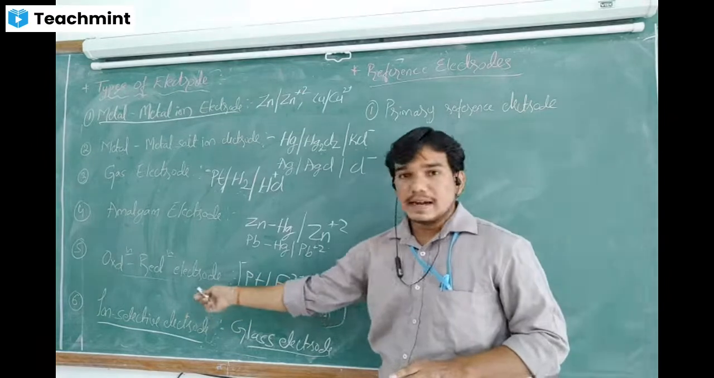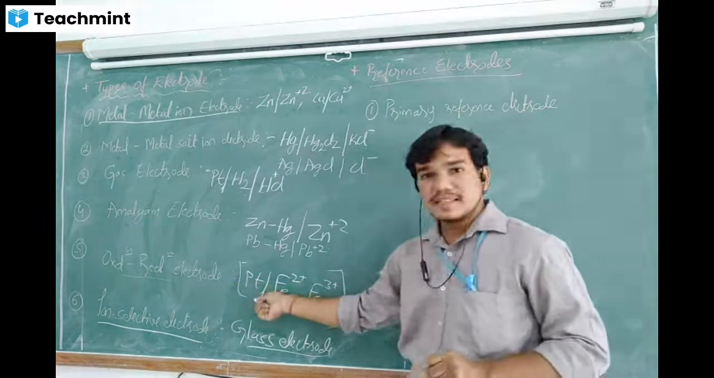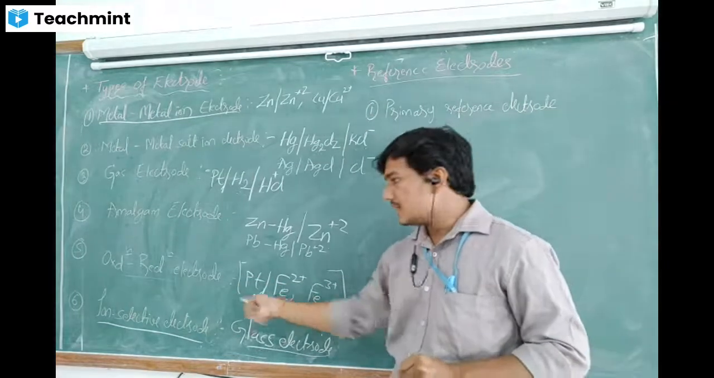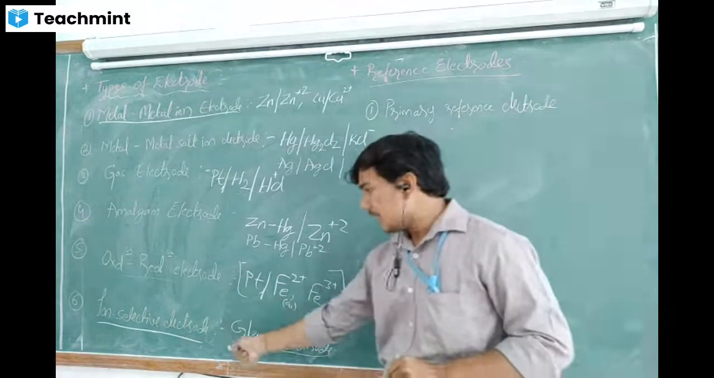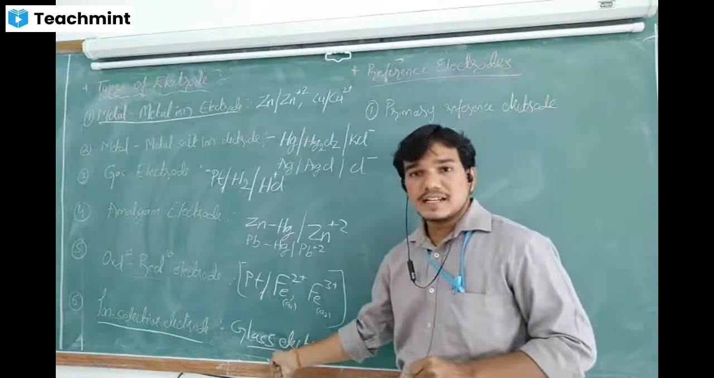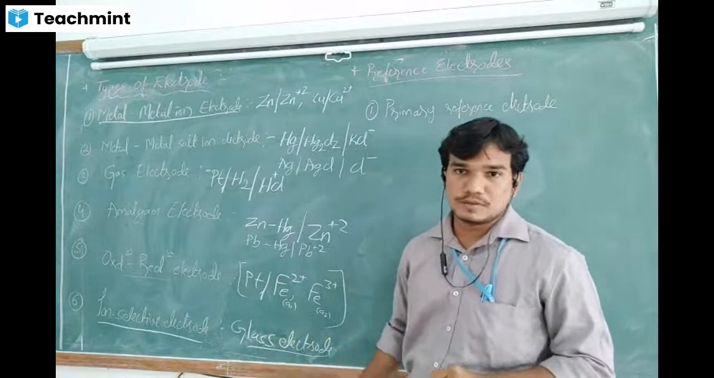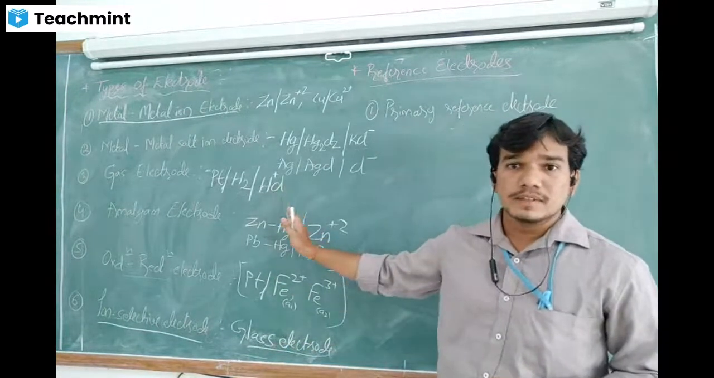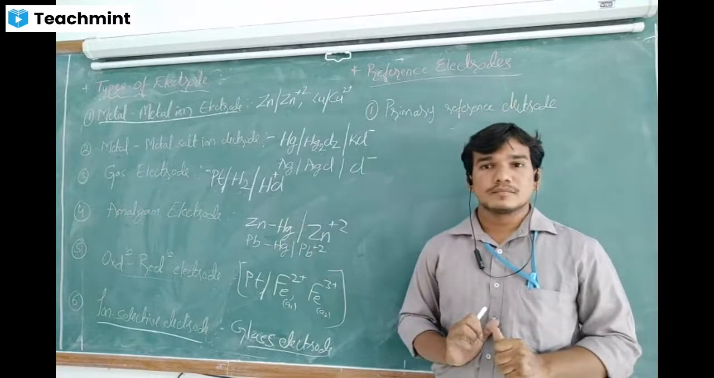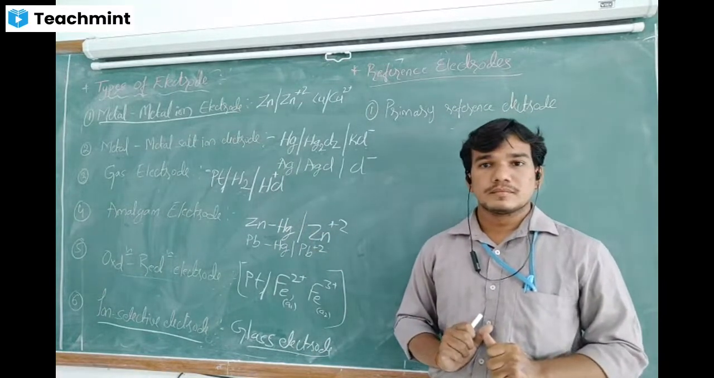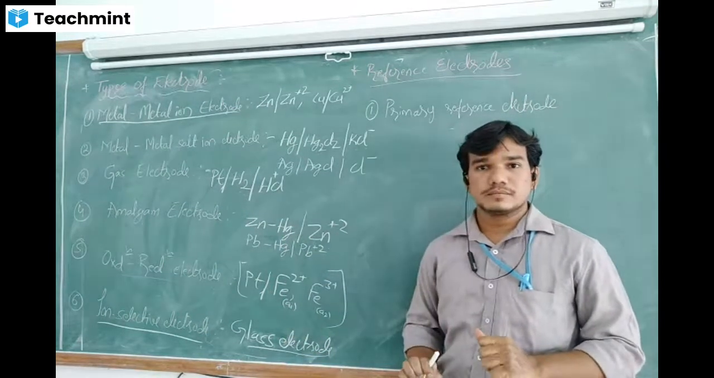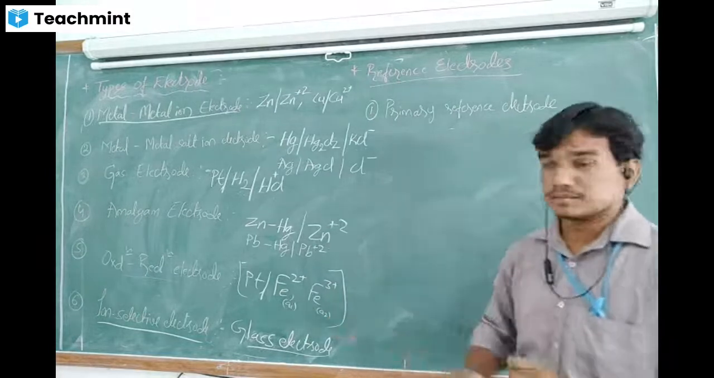And the fifth one is the redox electrode: an inert metal in contact with different oxidation states of a metal. And the ion selective electrode is responsible for certain specific ions present in the solution. Understood this now? Is there any doubt? Okay, shall we move on?